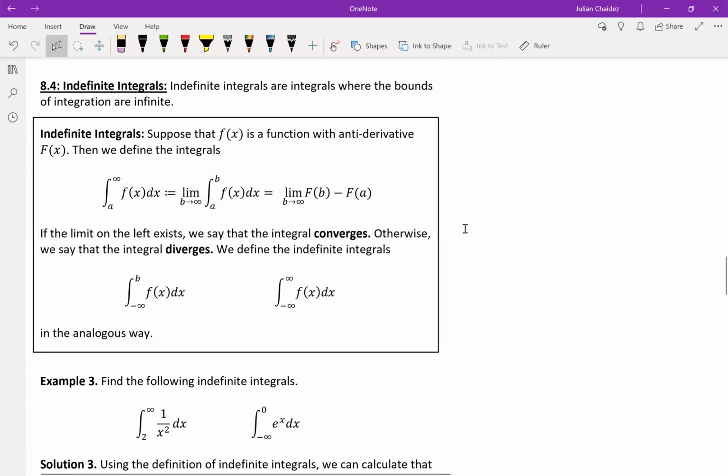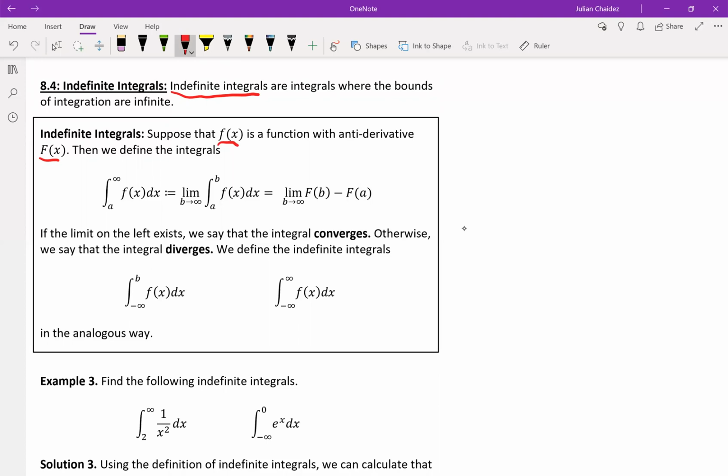So what's an indefinite integral? An indefinite integral is an integral where the bounds of integration are infinity or negative infinity or something like that. More precisely, here's the first example of a type of indefinite integral. Let's say I have a function f which has an antiderivative big F. That means big F is the integral of little f up to some constant.